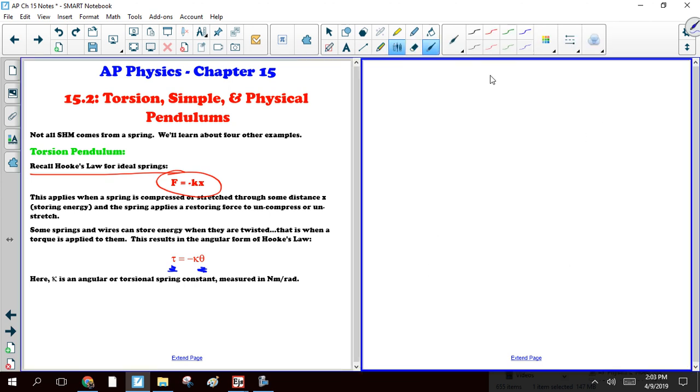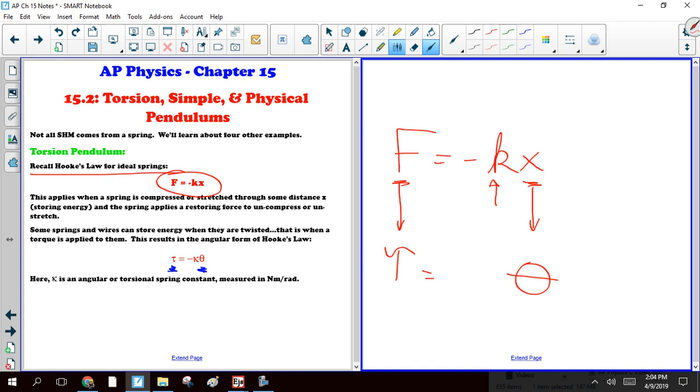Hooke's law says the force equals negative kx. So the force is proportional to the displacement, and here's your constant of proportionality. Angularly, the counterpart to force is torque, and the counterpart to position is angular position. Instead of using the letter K to represent our spring constant, we're going to use the Greek letter kappa, which I don't know how to draw. I always draw it like this, a sort of wonky K thing.